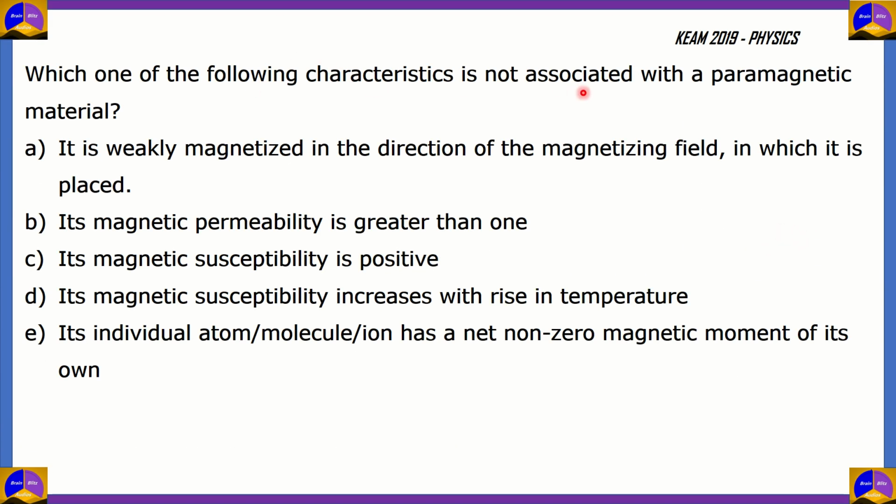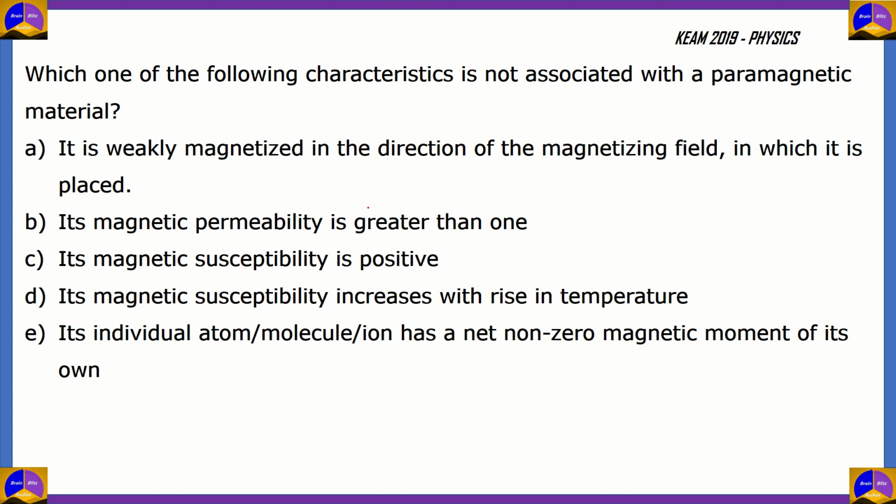Which one of the following characteristics is not associated with a paramagnetic material? A: It's weakly magnetized in the direction of the magnetizing field in which it is placed. B: Its magnetic permeability is greater than 1. C: Its magnetic susceptibility is positive. D: That increases with rise in temperature. E: Its individual atom, molecule, or ion has a net non-zero magnetic moment of its own.